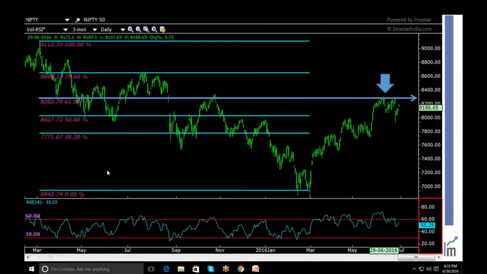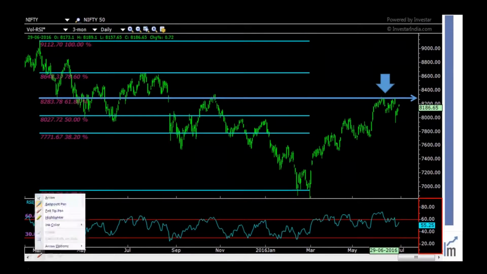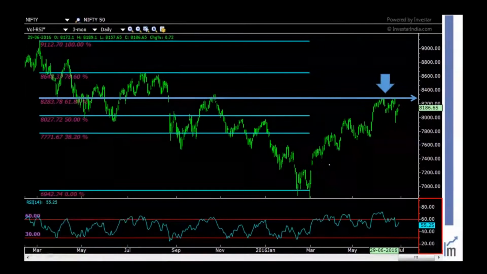Upward sloping channel from 6942 to 8283. You can call it a channel, but it wouldn't exactly be a channel, it will be more of a triangle. Okay, let me just change the pen over here. Right. So it won't exactly form a channel. Okay, no ink visible on black. Alright. So this is not exactly a channel because a channel ought to have parallel lines, and we can see that the lines are not exactly parallel on this chart. You can call it a broadening triangle if you will, but not a channel.